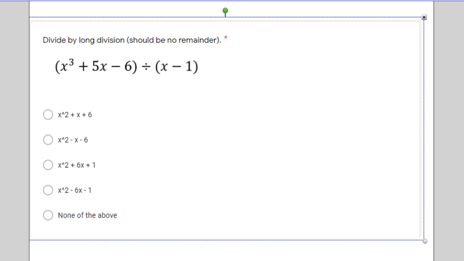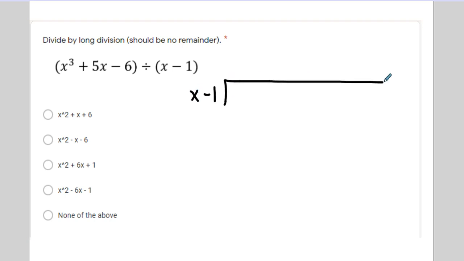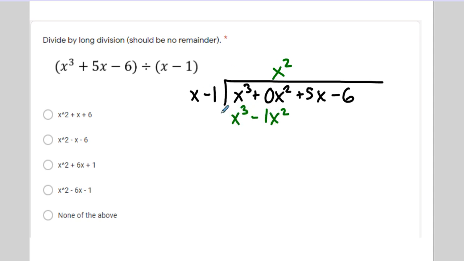This one was a question of if you can do it by long division. I let you know that there should be no remainder, and here we go. So x minus 1 dividing into x cubed plus 0x squared plus 5x minus 6. Now here we go. What do I need to multiply x by to get to x cubed? I need an x squared. Then I multiply through x cubed minus 1x squared, and then I subtract. 0 minus negative 1 makes positive 1x squared. Bring this down. I get 5x.